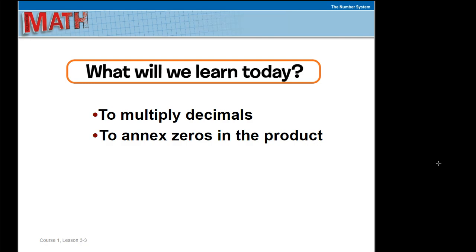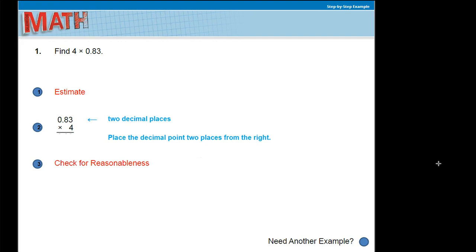Okay guys, this is lesson 3. So today we're going to be learning about how to multiply decimals and to annex zeros in the product. So first, like we do with every other lesson that we've had, we're going to estimate. So 4 is going to stay the same, and then we're going to estimate 0.83 to 1, okay, because that is close to 1.